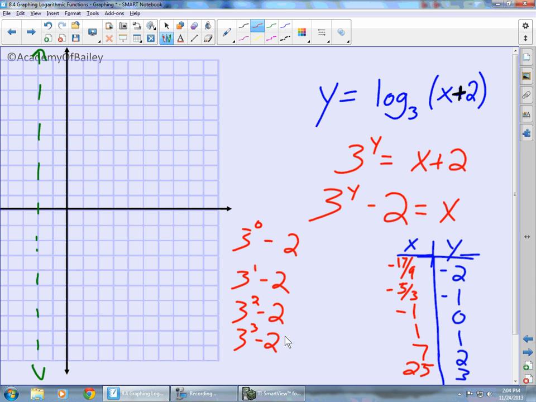Okie dokie then. We know that our highest x value is 25, so if we were to go by threes, 3, 6, 9, 12, 15, 18, 21, 24, 27. There we go. We would get 25 in there. Y values are going to be, yeah, we can go up by ones with the y values. 1, 2, 3, 4. There we go.